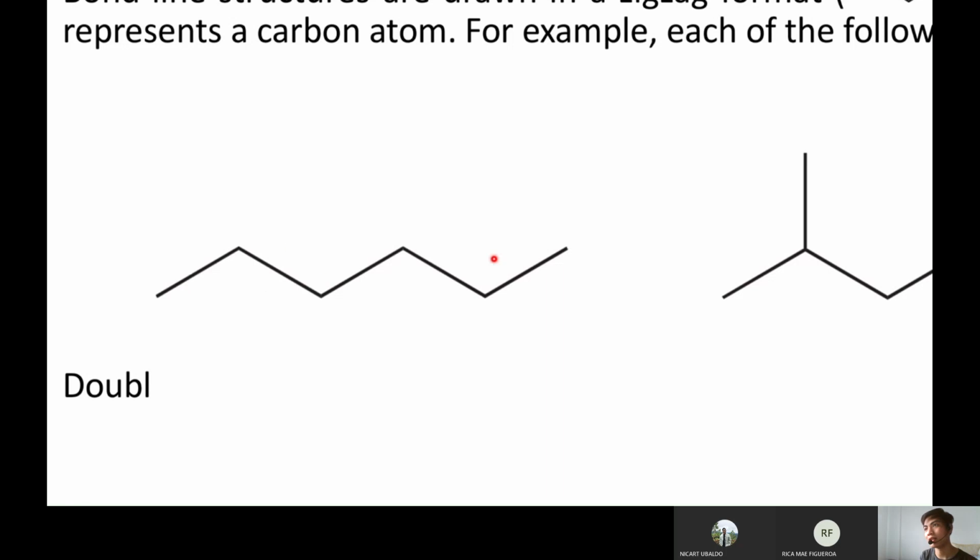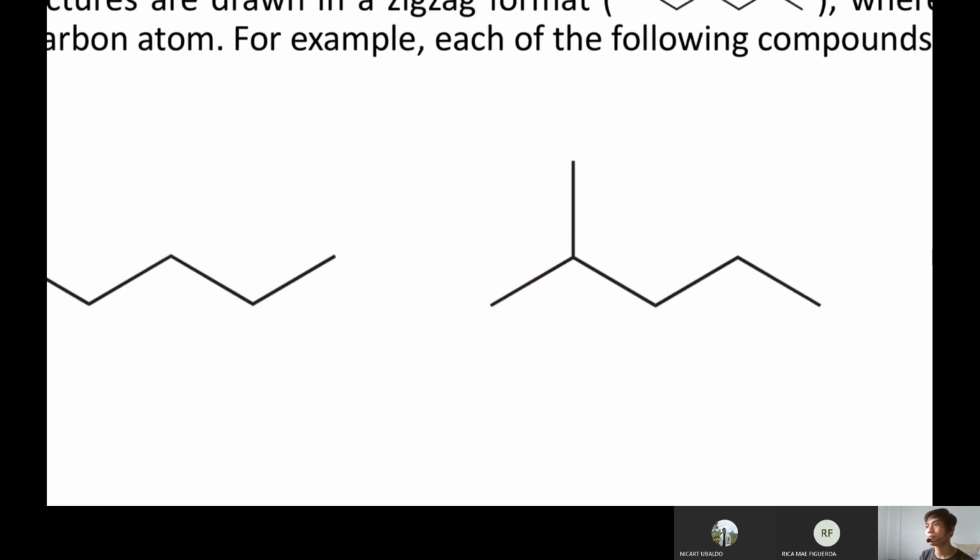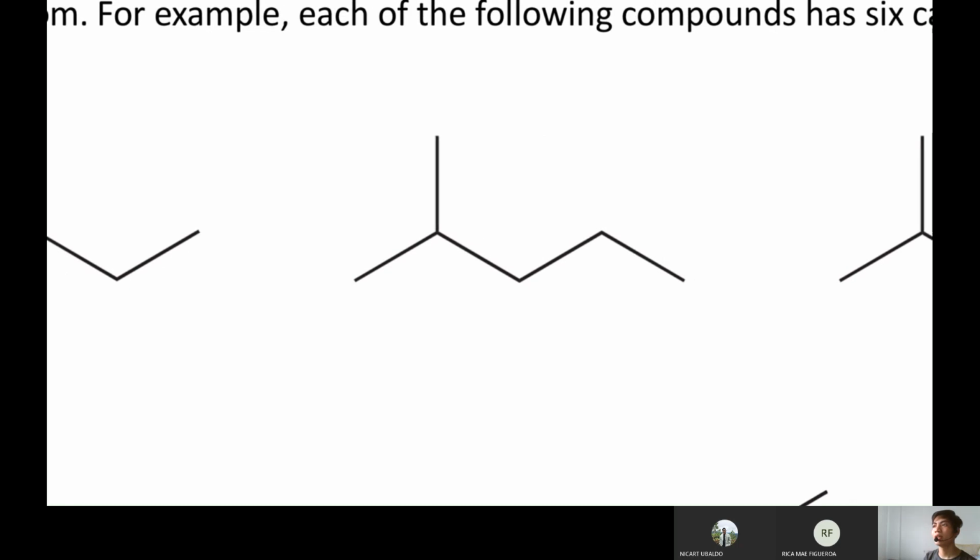So, kala nyo zigzag lang, no? Hindi, may meaning yan. Ito, may tatlong hydrogens yan. Itong mga to, tig-dalawa, tapos tatlong hydrogens ulit. So, ang formula niyan is CH3, CH2, CH2, CH2, CH2, CH3. No? Okay. So, ito naman.